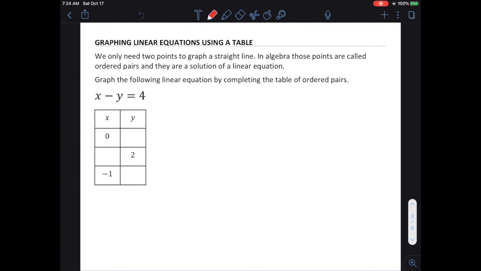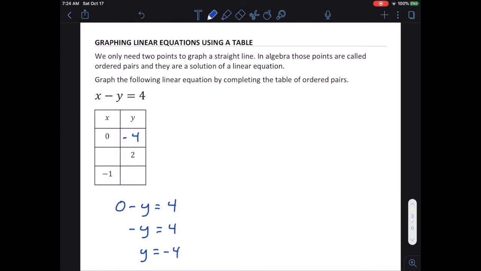So in the first one, we have x is 0, so we can plug in 0. So we have 0 minus y equals 4. So we end up with negative y equals 4, and then to get rid of the negative, we just divide by negative 1, so y is negative 4. So we're going to go ahead and put negative 4 in our table.